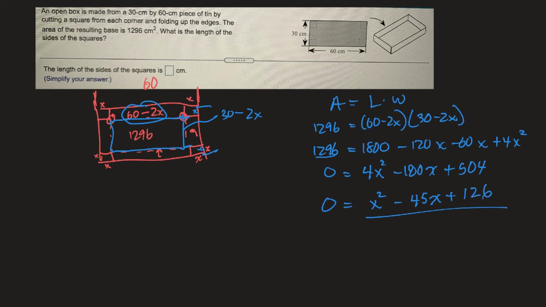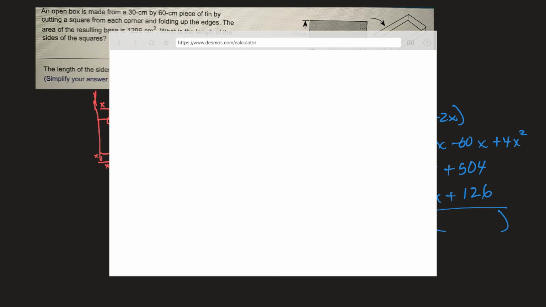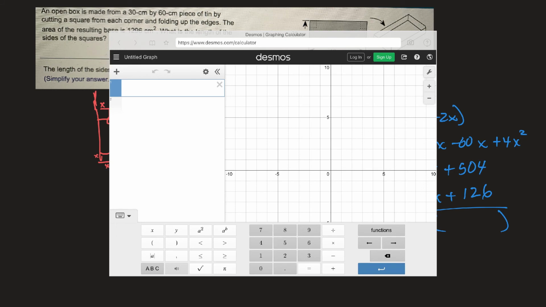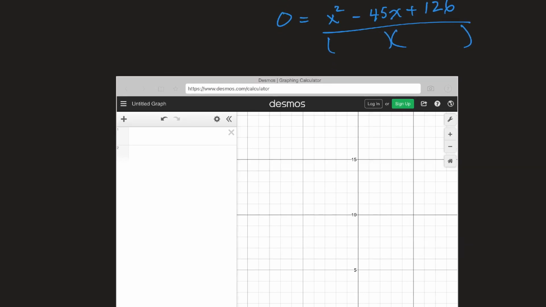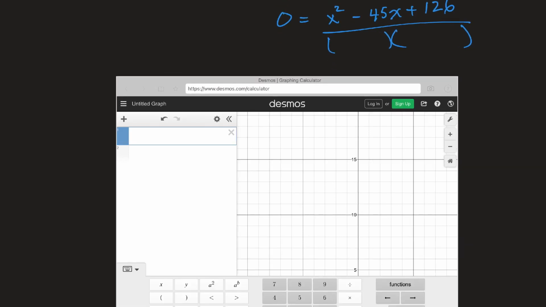Now I just have to factor that. So you can try and factor it, but you can also use decimals. So if I fire up decimals here, and I want to graph that function. So y equals x squared minus 45x plus 126. Okay, where's it cross?